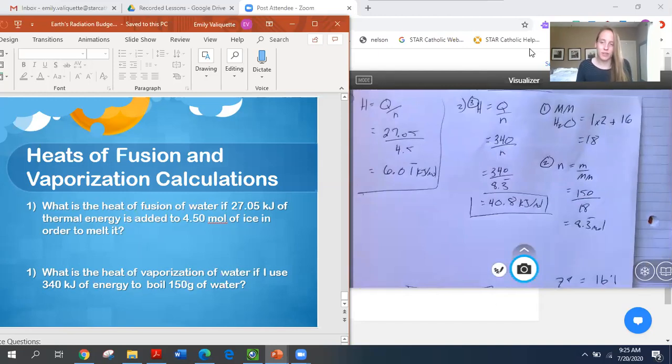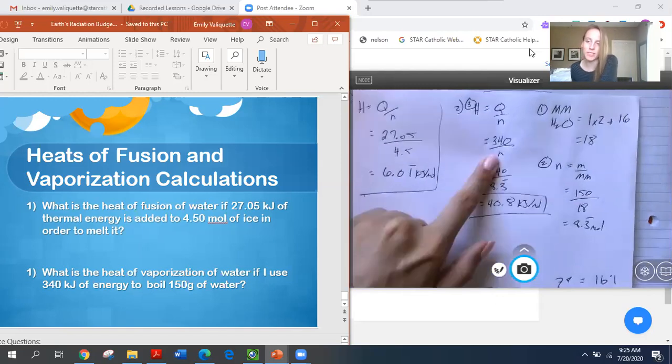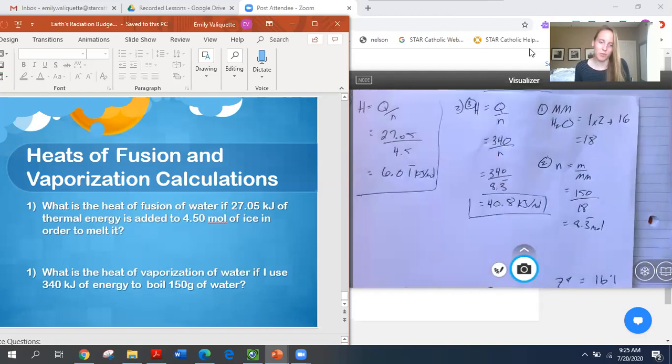So really, this isn't a tricky type of calculation. The only thing to remember is that in order to plug in your moles, you may need to calculate the moles. You cannot plug in mass where that N value is.